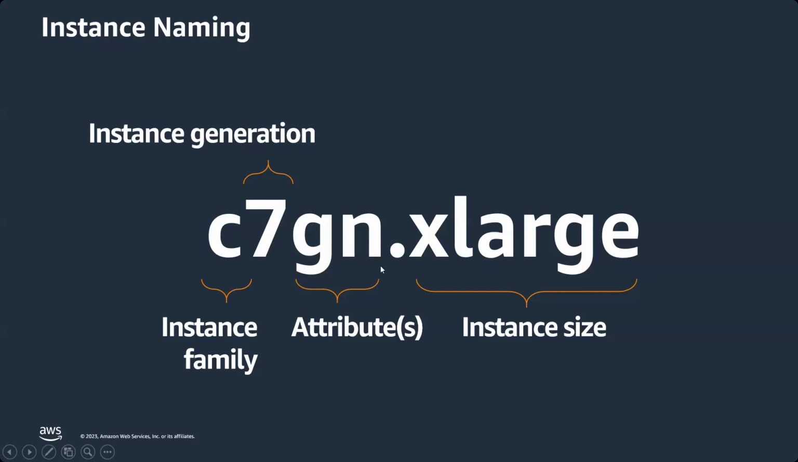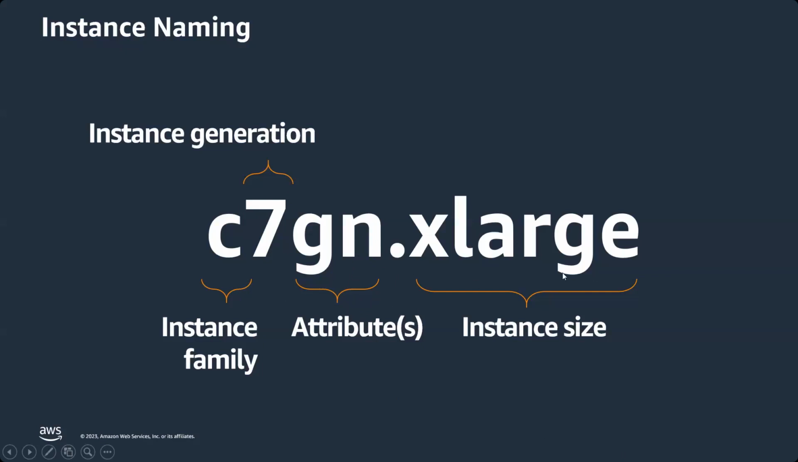Now, these next two letters here, GN. These are the attributes, and in this case they're a combination of the processor and a feature. The G here stands for Graviton, a processor built by AWS, and the N here stands for network optimization, right? So this is an instance that has been network optimized.